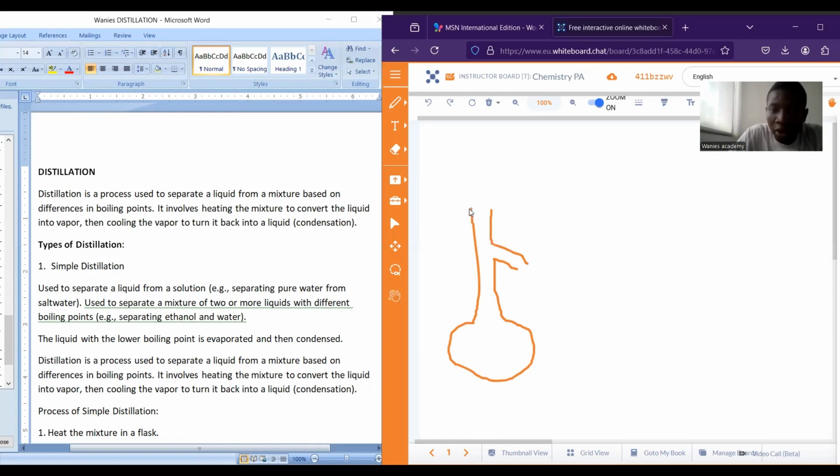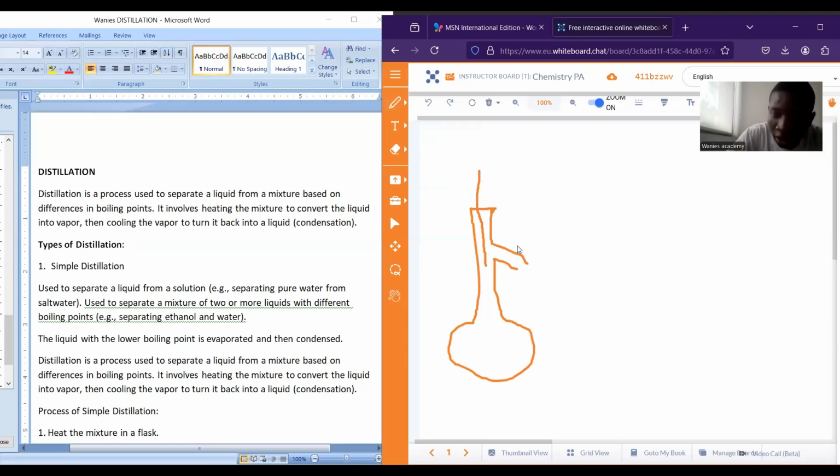On top here, we fix our thermometer. We put the thermometer inside the cork so that it is covered and no gas will go out of the distillation flask. It will be airtight. So we put our cork on top of the distillation flask. And in this side mouth of the distillation flask, we fit our condenser inside it.